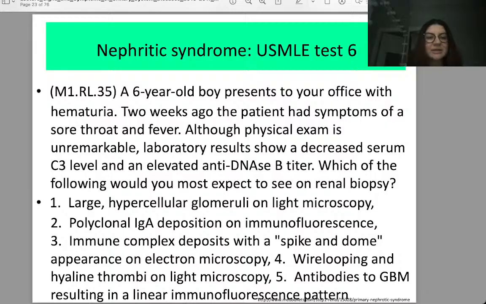First option, it is large hypercellular glomeruli on light microscopy. Second, polyclonal immunoglobulin A deposition on immunofluorescence. Third, immune complex deposits with a spike and dome appearance on electron microscopy. Fourth, it is viral lupus and hyaline thrombi on light microscopy. Fifth, antibodies to GBM resulting in linear immunofluorescence pattern.